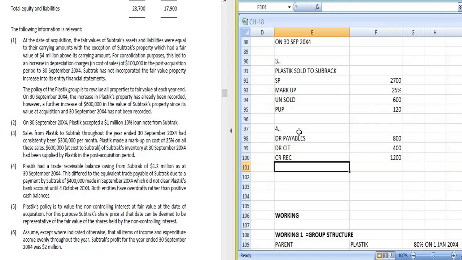Okay. So next point is: plastic policy is to value non-controlling interest at fair value at the date of acquisition. For this purpose, subtract fair price at the date can be deemed to be representative of the fair value of the share held by the non-controlling interest.